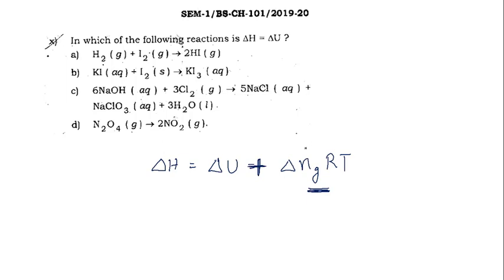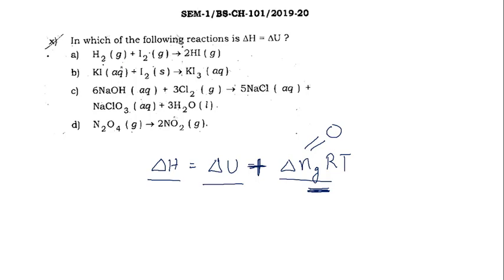So this is the relation. In cases where delta Ng equals 0, that means there is no change in the number of moles of gaseous products or reactants. There is no change between the number of moles of products and reactants which are gaseous. Then obviously delta U equals delta H. And another thing you must remember: if there are no gaseous reactants or products, then delta H is always equal to delta U, because there is no Ng possible.